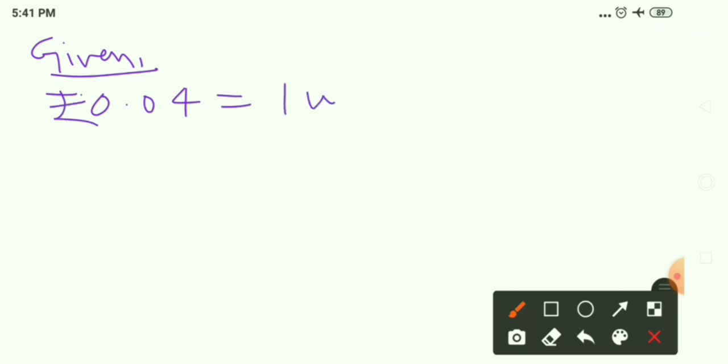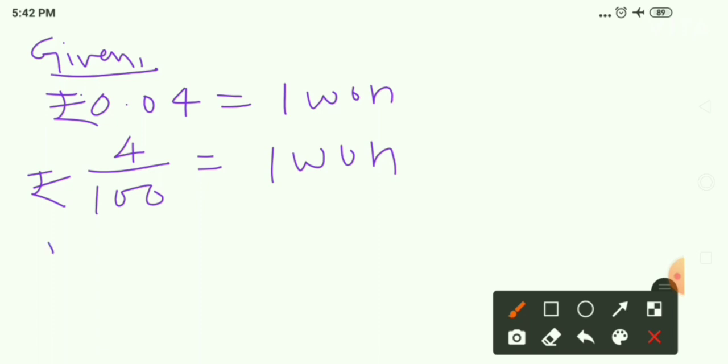So first write given. What is given? We know that 0.04 rupees make 1 won, right? And here you know that 0.04 you can write in fraction form. It will be 4 upon 100 rupees, which means 1 won.